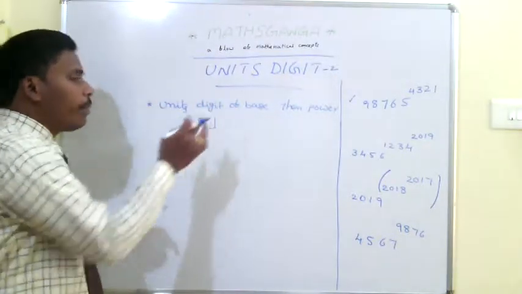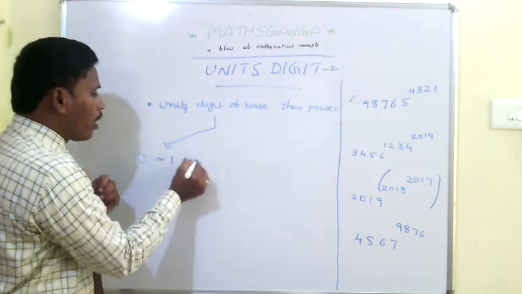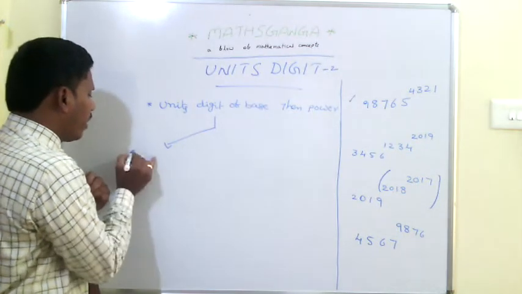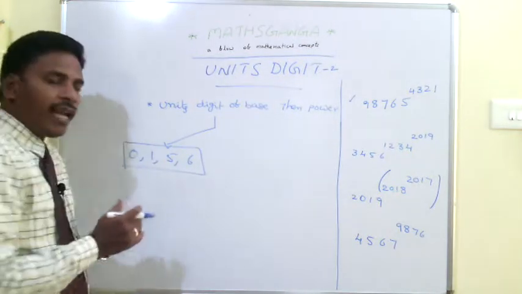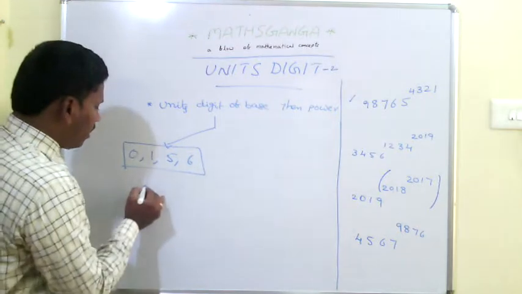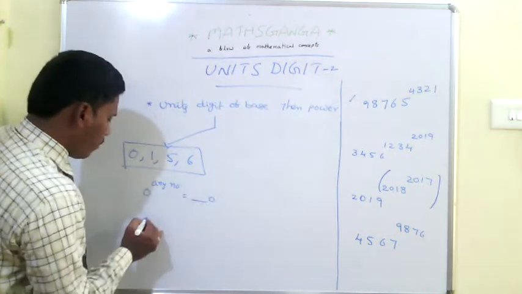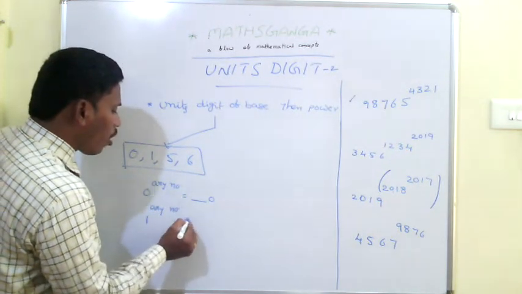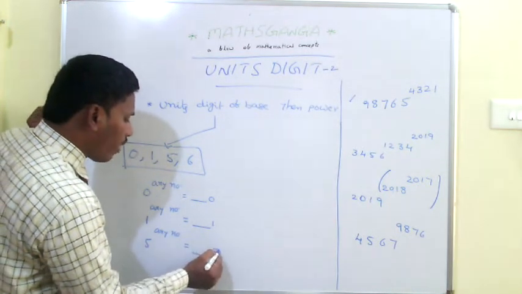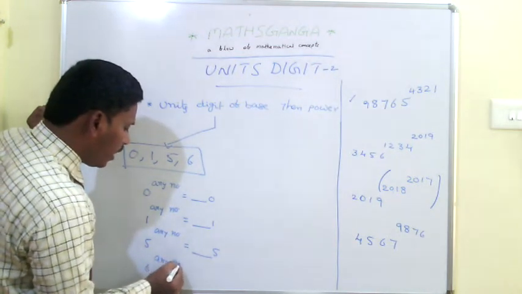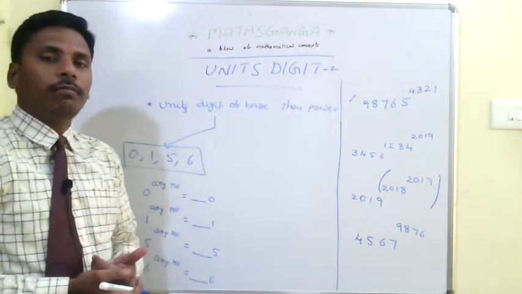So if the unit digit of the base is either 0 or 1 or 5 or 6, then our work is somewhat simple. No need to think about the power. Directly the result is the same digit. That means 0 to any power always ends with 0. 1 to any power always ends with 1. 5 to any power always ends with 5. And 6 to any power always ends with 6. This is one idea in finding the unit digit for the powers of numbers.